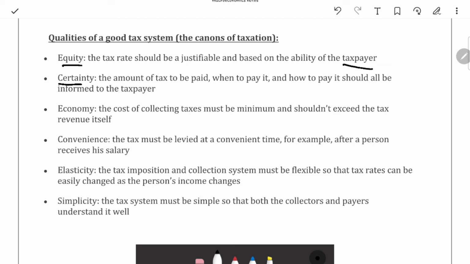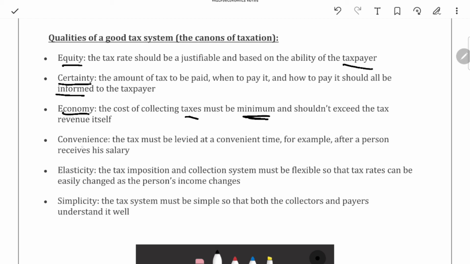The next one is certainty: the amount of tax to be paid, when to pay it, and how to pay it. There should be information for all of this so people can be ready in advance. Then economy: the cost of collecting the tax must be minimum and shouldn't exceed the tax revenue itself. You can't have that much tax revenue and not even be using it, for example.